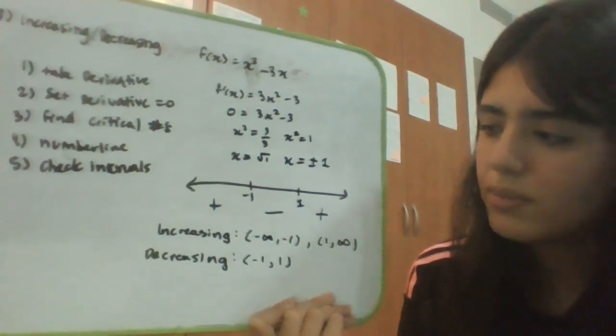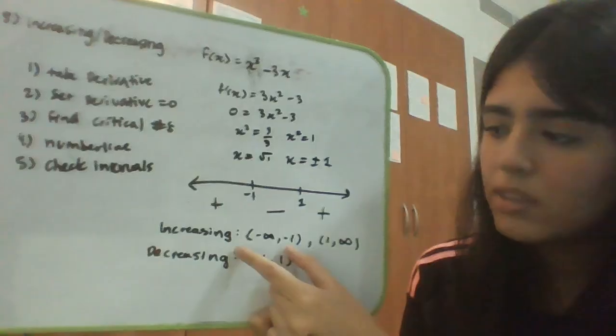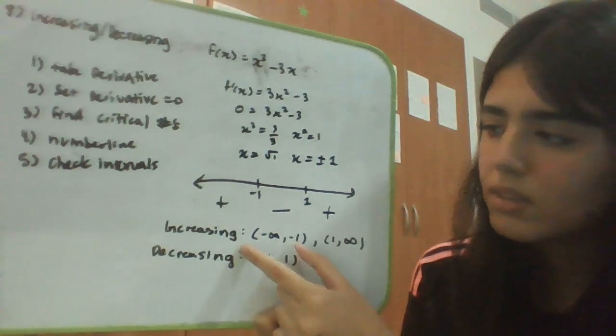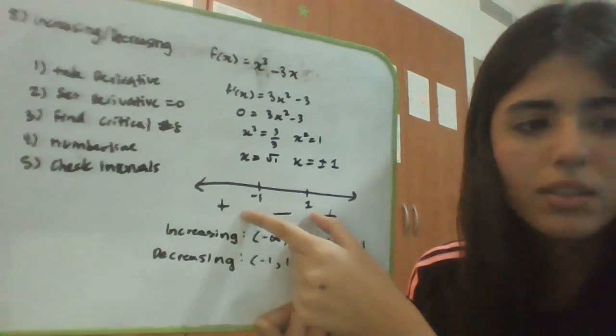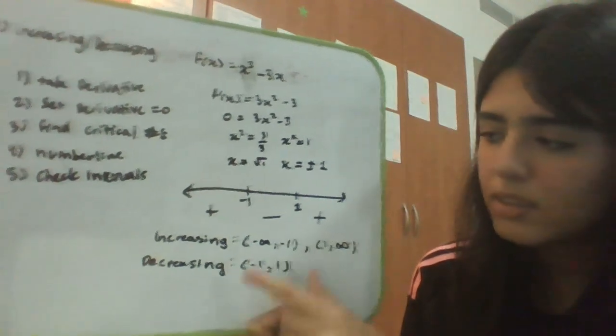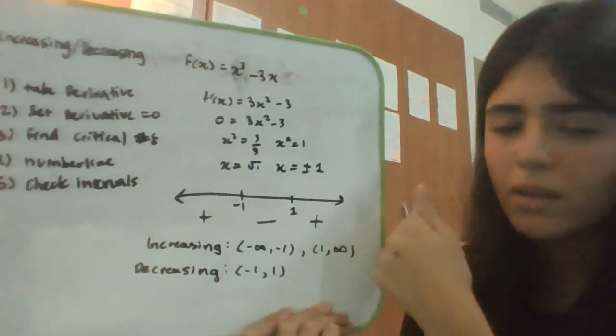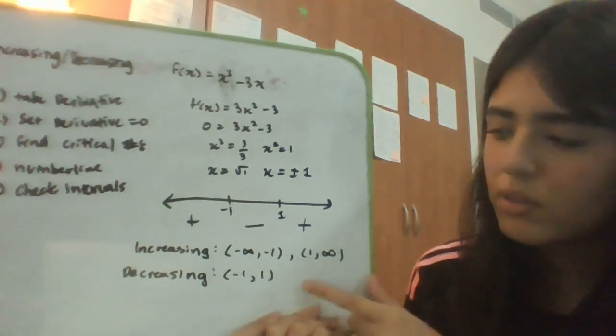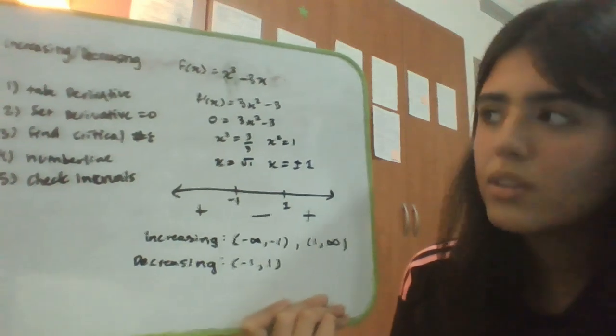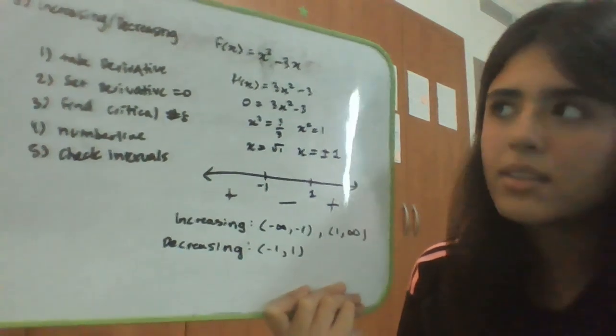It's increasing. Negative infinity to negative 1, the interval is increasing. And this interval, negative 1 to positive 1, is decreasing. Okay? It's decreasing here. And from 1 to the right side, which is indicating the number is getting bigger, 1 to infinity is also increasing. So yeah, you just found your intervals of increase and decrease, and that's step 5 solved.